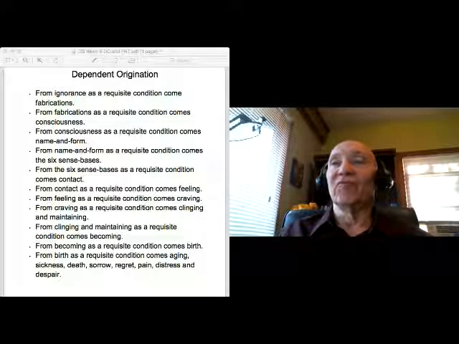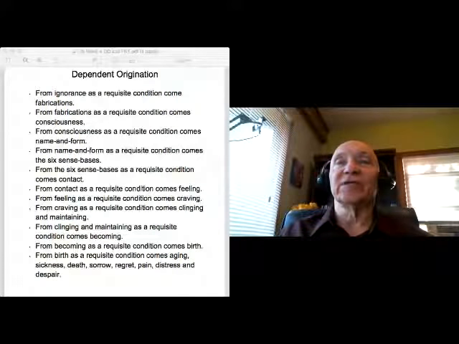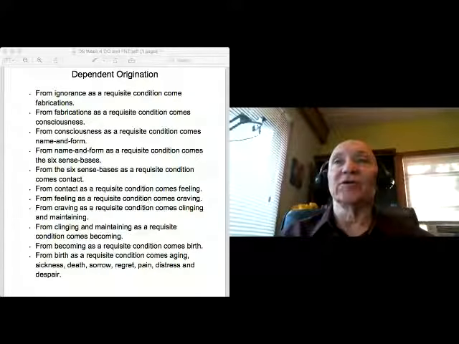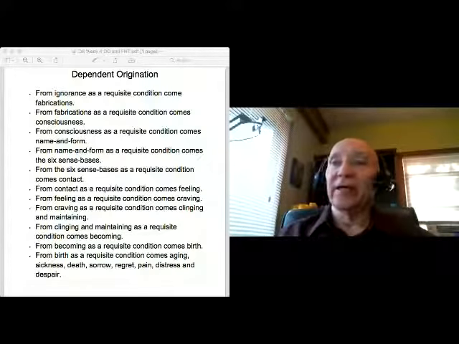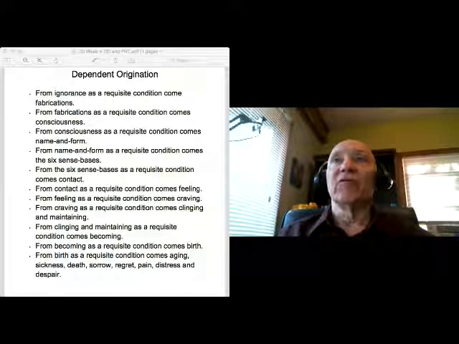So from name and form as a requisite condition comes the six sense bases. And this is interesting, how you follow this link. The six sense bases are the five physical senses, plus the sixth sense of our ongoing consciousness. But remember, it's that consciousness that is rooted in ignorance. So the interpretation that we're taking through our senses is itself rooted in ignorance, and can only reaffirm those fabrications that we've developed from ignorance.